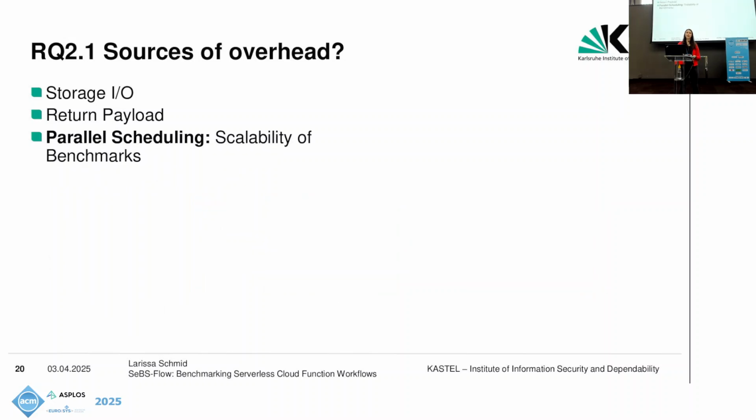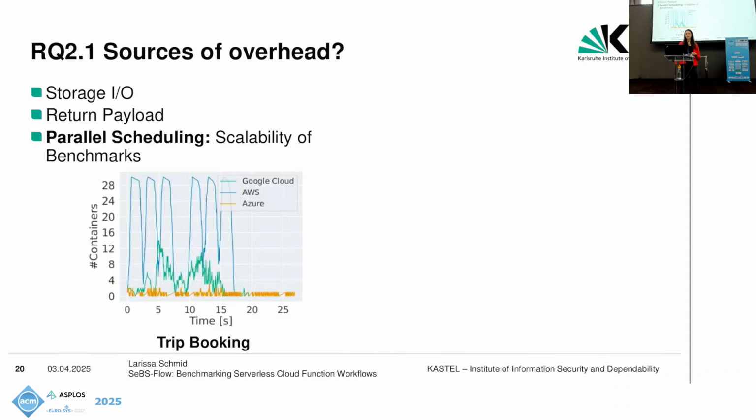Now we can look at how this impacts the scalability of our benchmarks by looking at how many containers are actually spawned on the cloud platforms. For example, for the trip booking benchmark, with the execution time on the x-axis and the number of containers invoked by the cloud platform on the y-axis, we can see that Google Cloud, shown in green, and AWS, in blue, spawn a lot of containers to accelerate the execution. On Azure, however, we never have more than 3 containers simultaneously, which delays the execution a lot and also means that the workflow takes longer in total.